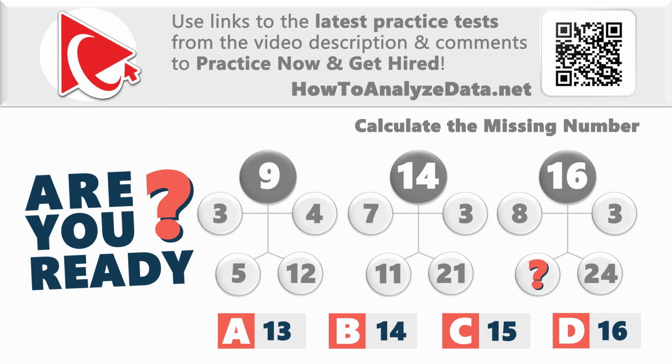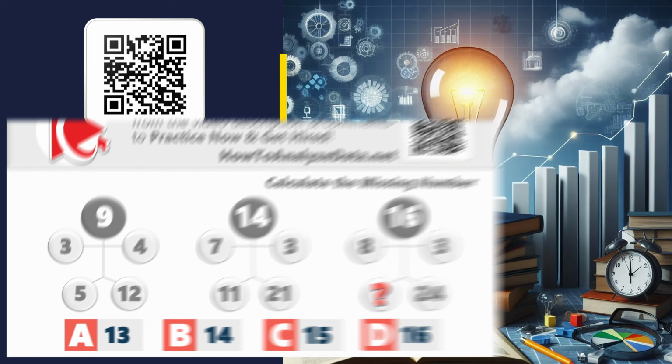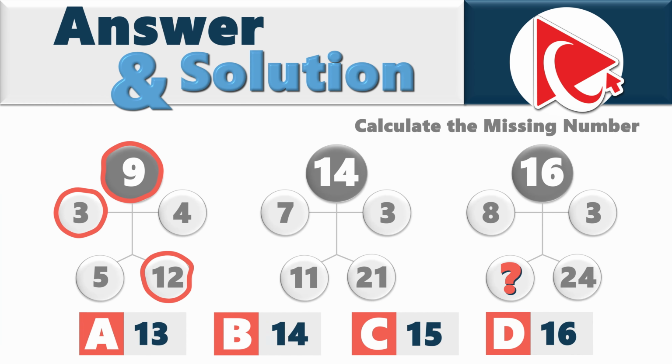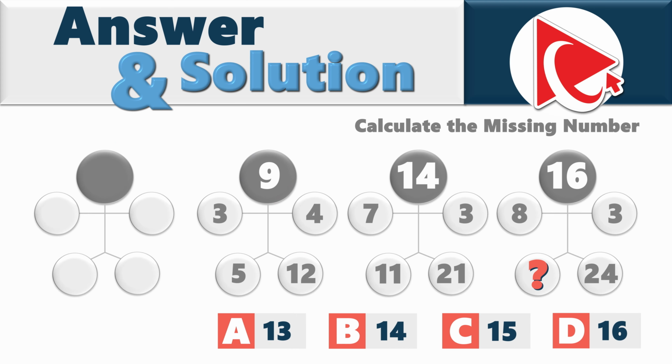Time's up. Are you ready with your answer? Remember the hint I gave you? I hope you figured out that 9 plus 3 equals 12. To help us understand the pattern here, let's assign letters to each circle so I can easily communicate it to you. Let's assign letters A, B, C, D, and E.